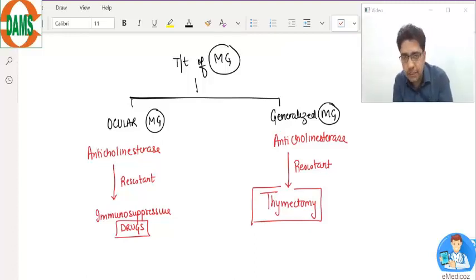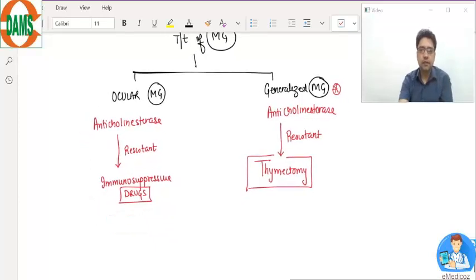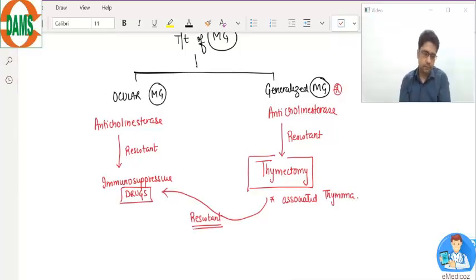So do we remove the thymus in ocular myasthenia gravis? No. We do thymectomy in generalized myasthenia gravis, when all the muscles of the body are involved. The second use of thymectomy is when there is an associated thymoma, a tumor of the thymus. And in still resistant cases, we give immunosuppressive drugs.